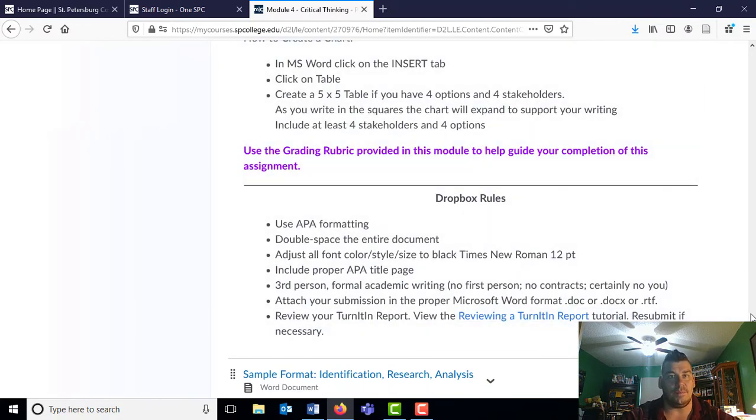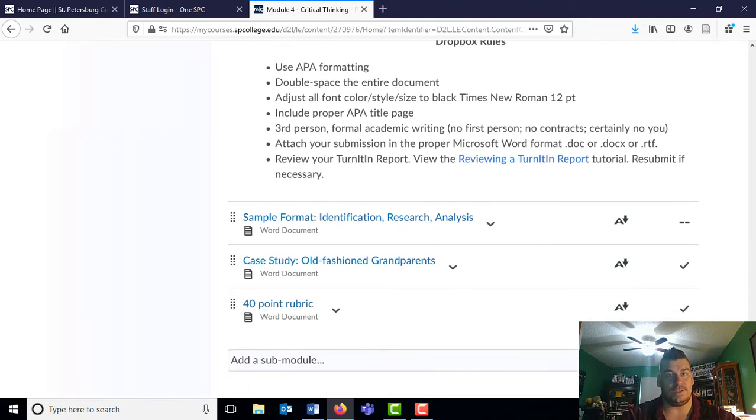This assignment is going to be due Sunday, February 7th by 11:59 p.m. I know it's the Super Bowl that day. If you plan on watching the Super Bowl, don't wait until the end of the day to do this assignment. Get it done accordingly, okay?